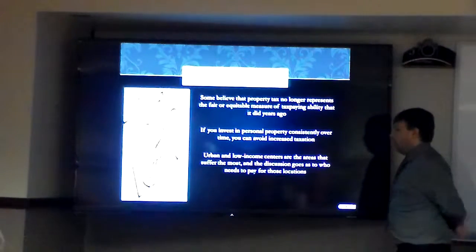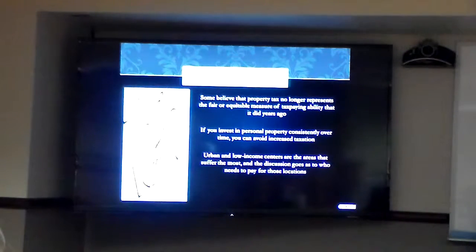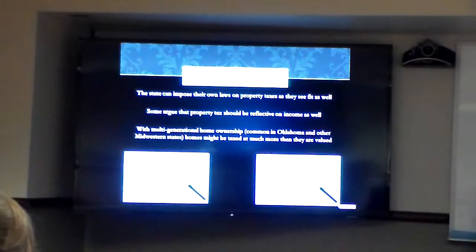Anytime you go into urban and low-income centers, they suffer the most when people are slowly increasing their property taxes in the rich areas, because somebody has to pay for the urban and low-income centers. So the question then becomes who pays for it, which is once again why I like this state and the fact that we split the burden between the state and the local properties.